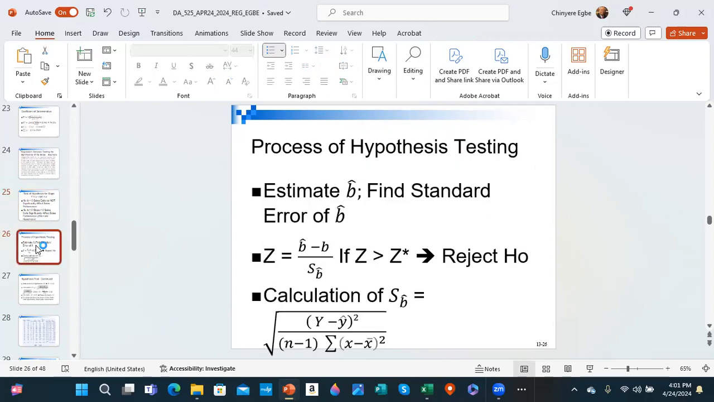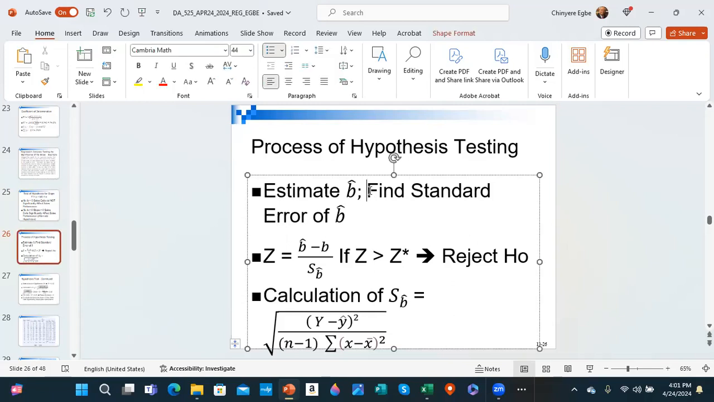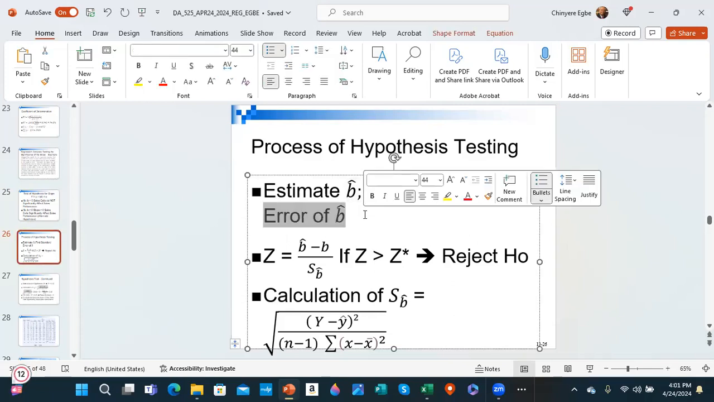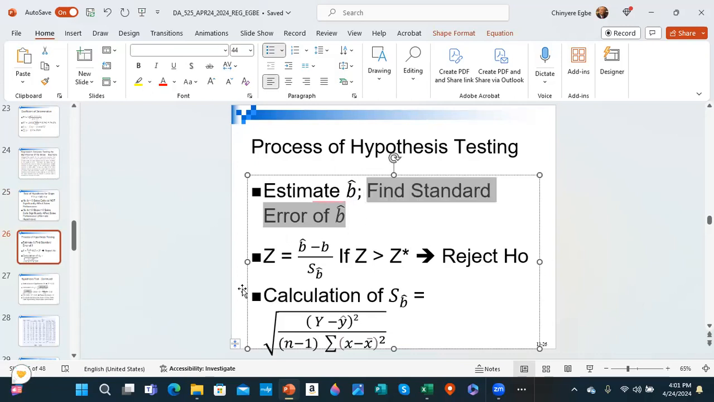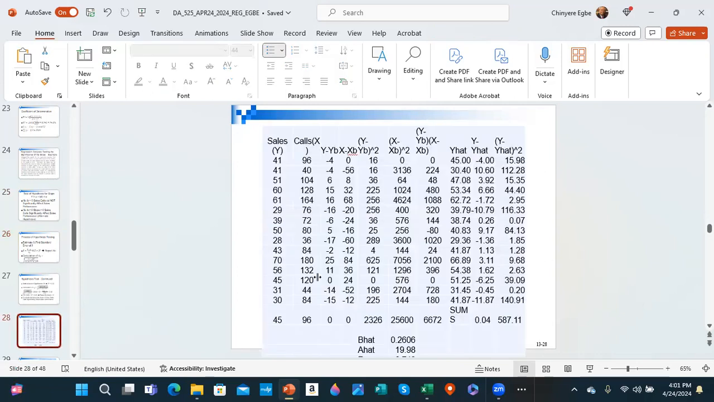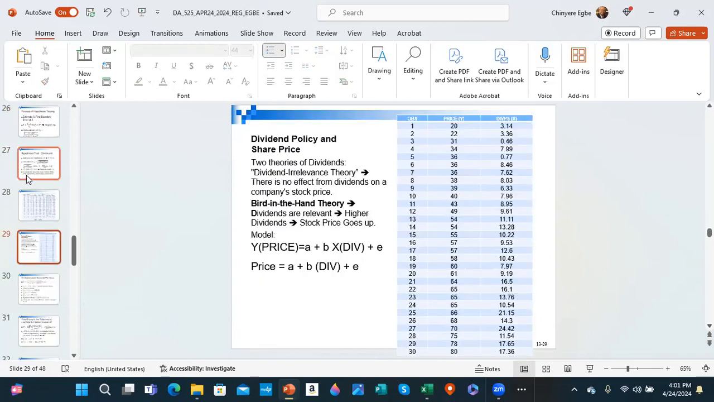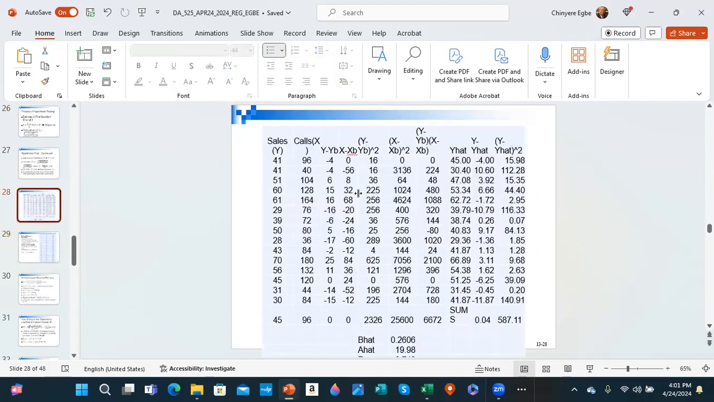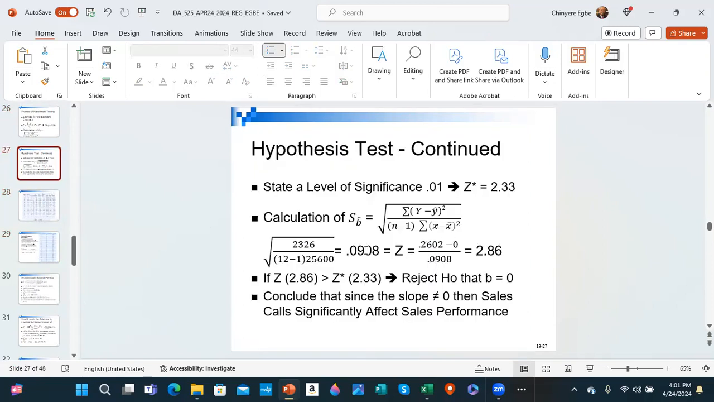And the process is that we estimate B hat, and we find the standard error of B hat. Okay, so this is how we find the standard error of B hat. This is the table. So we'll go through the table as we did it for estimation of B hat, okay? But then you have the formula here. The standard error of B hat is estimated using the equation that you see here, okay?